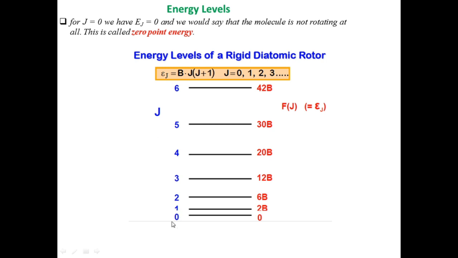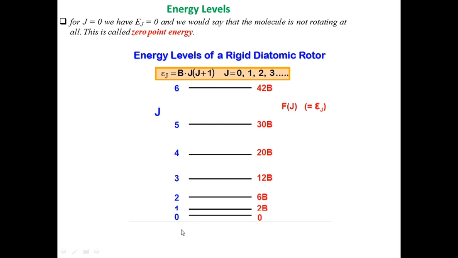When j is 0, we substitute the value of 0 for j, then epsilon j will become 0. When j is equal to 1, we'll get a value of 2B. When j is equal to 2, we'll get an energy level 6B, and j equal to 3, the energy will be 12B, like that. Then 20B, 30B, and 42B for j equal to 6. Just to remind, the energy levels are not equally spaced. The lowest level is 0, then 2B, then 6B, then 12B, 20B, 30B, 42B, like that.